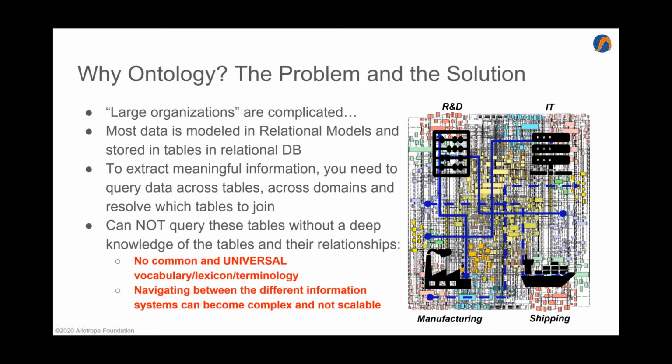So large organizations are complicated. Most data is modeled in relational models and stored in tables in relational databases between R&D, IT, accounting, and to extract meaningful information, you need to query data across tables, domains, resolve tables to join. You cannot query those tables without deep knowledge of the tables and the relationships. So there is no common and universal vocabulary, and navigation between the different information systems can become very complex.